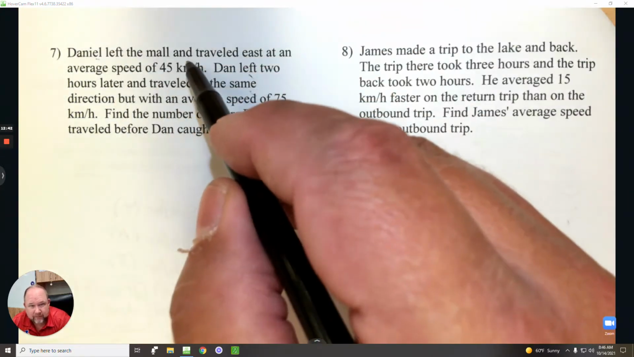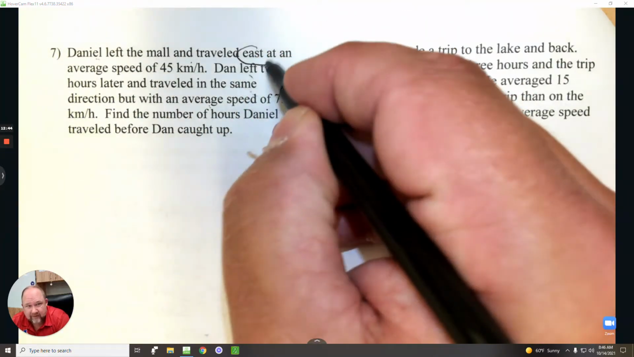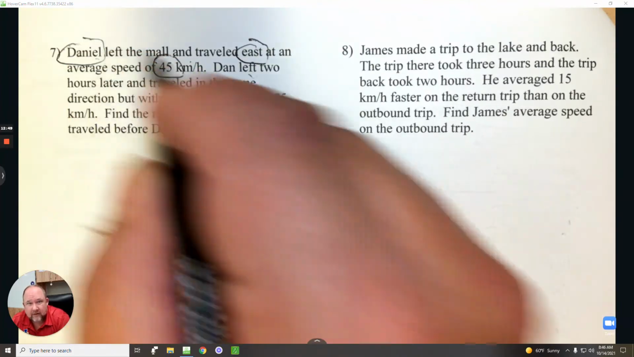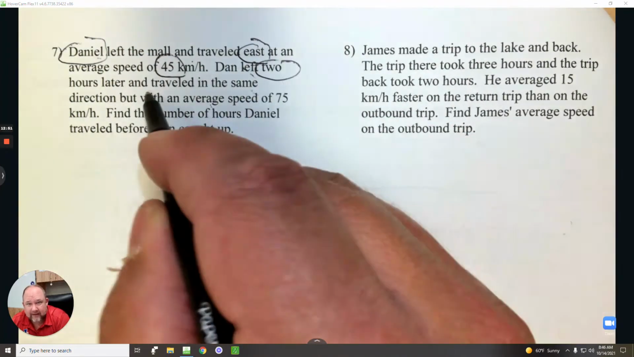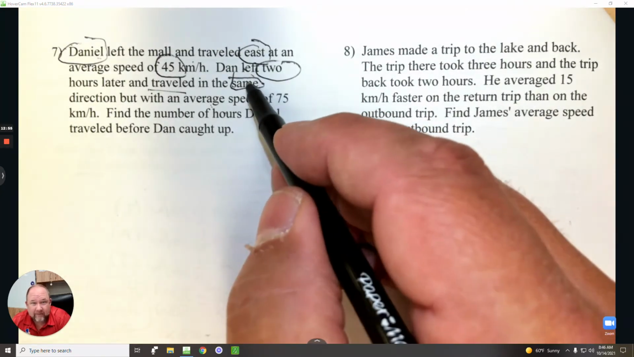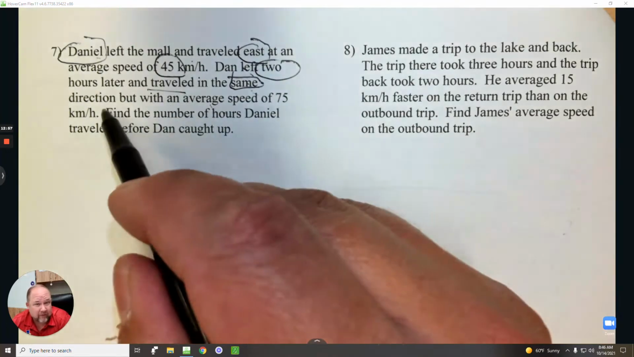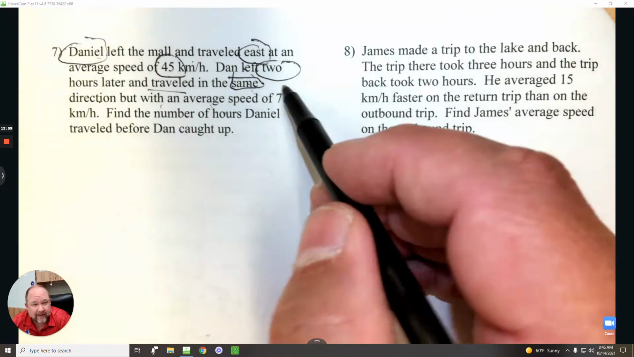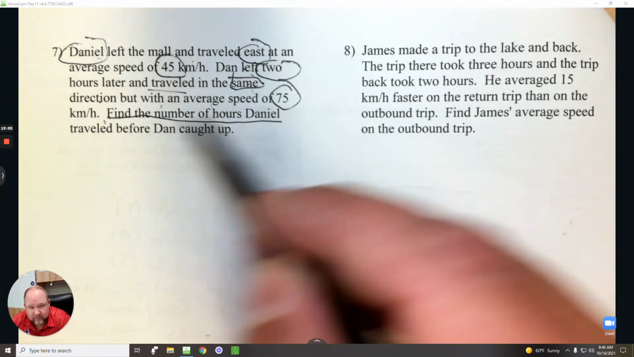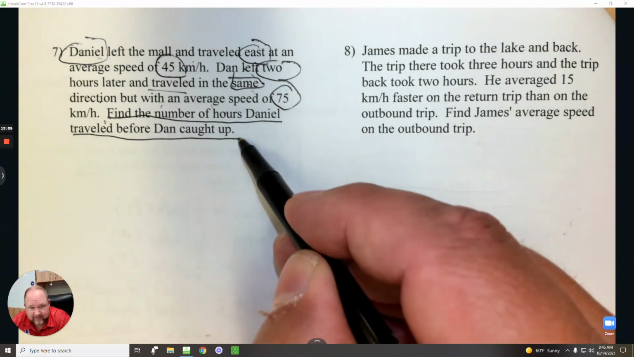So Daniel left the mall and traveled east at an average speed of 45 kilometers an hour. Dan left 2 hours later, traveled in the same direction. So if this said west, that's what would matter. Maybe it would say north or south. Direction, but with an average speed of 75. And then my question is, find the number of hours Daniel traveled before Dan caught up.